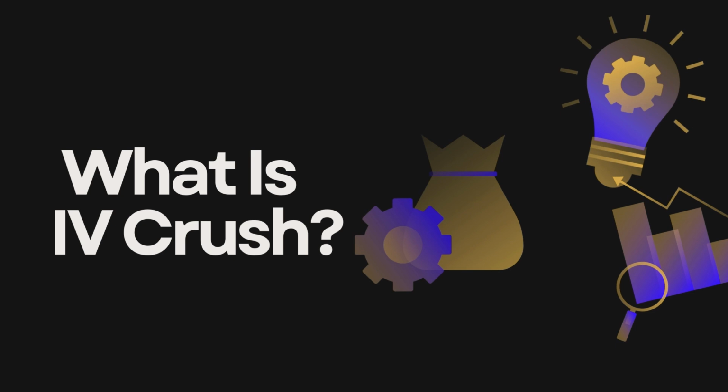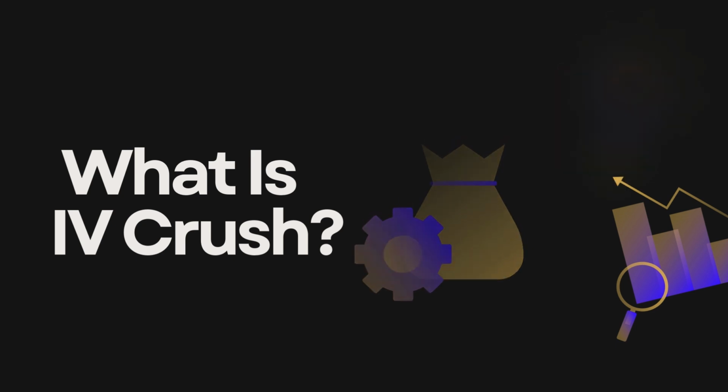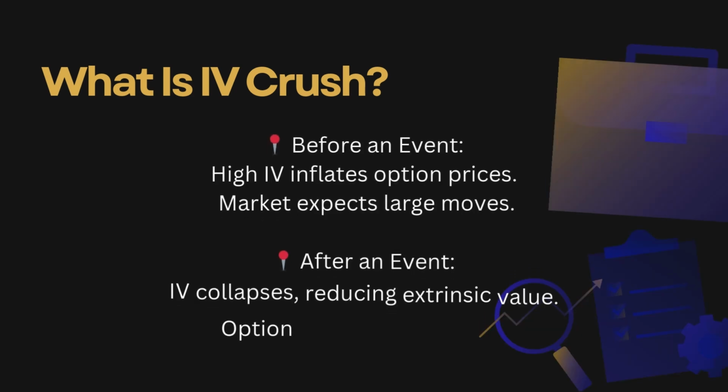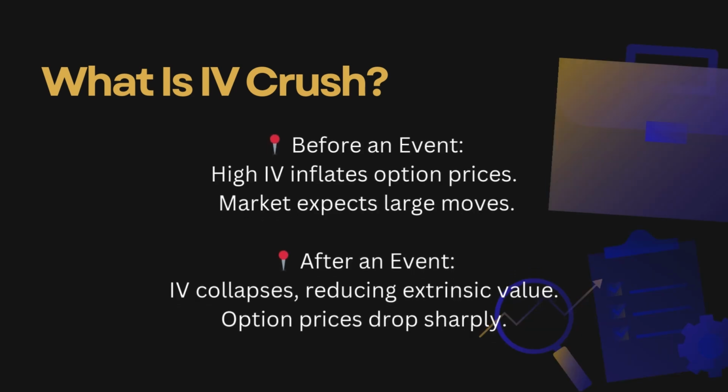IV crush is the sharp decline in implied volatility after a major event. When uncertainty disappears, IV drops, and with it, an option's price, even if the stock moves in your favor. Before an event, high IV inflates option premiums. Traders speculate on big moves, pushing prices up. After the event, the market realizes the expected movement wasn't that significant. IV collapses, causing option prices to drop sharply.